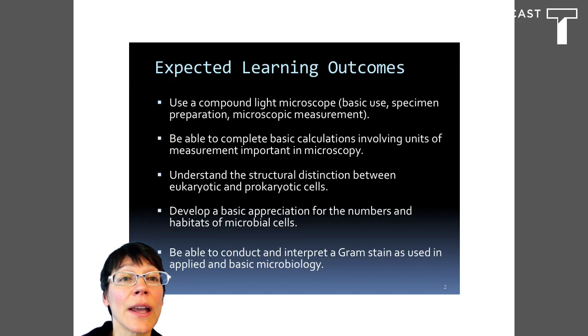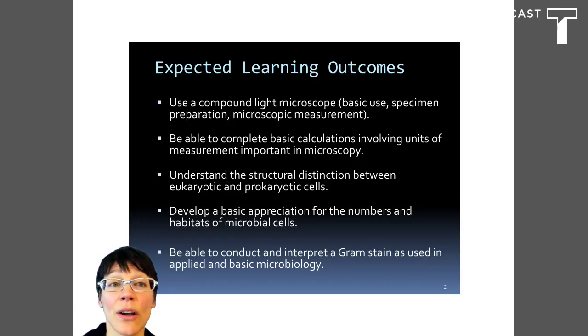The expected learning outcomes are that you will be comfortable using a compound light microscope after you've completed this lab, including its basic use, things like focusing, specimen preparation, and microscopic measurement. We also want you to be able to do basic calculations involving microscopic units. We want you to know the structural distinction between eukaryotic and prokaryotic cells and develop a basic appreciation for the numbers and habitats of microbial cells.